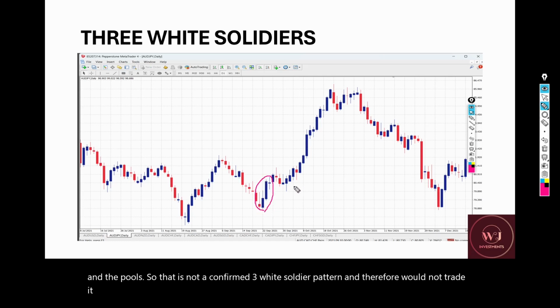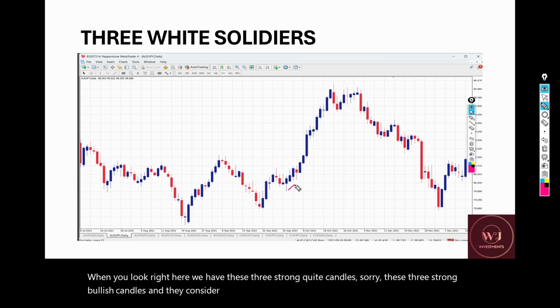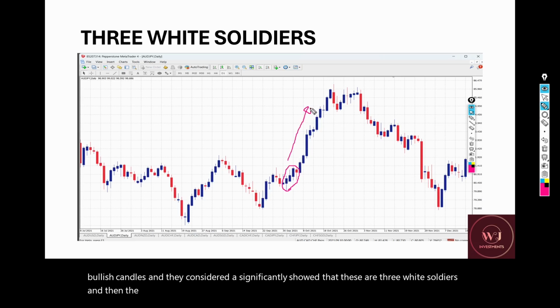So that is not a confirmed 3 white soldier pattern, and therefore we do not trade it as a 3 white soldier. But when you look right here, we have these 3 strong bullish candles, and you can see that they significantly showed that these are 3 white soldiers, and then the market made a very big wave up.